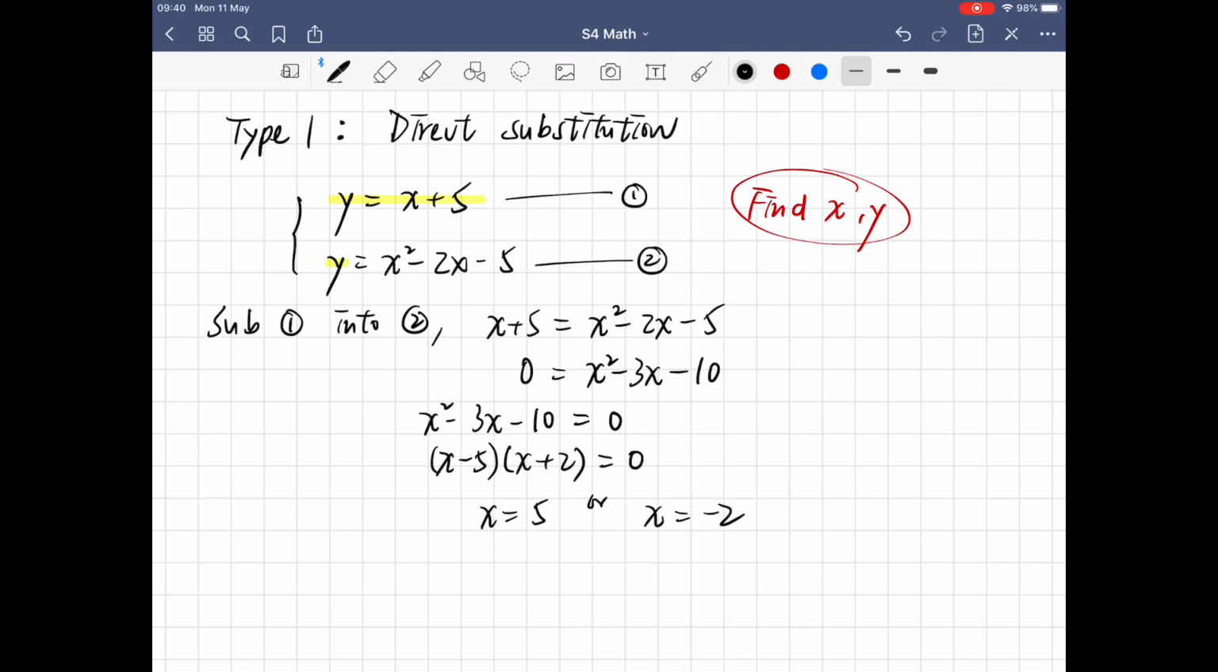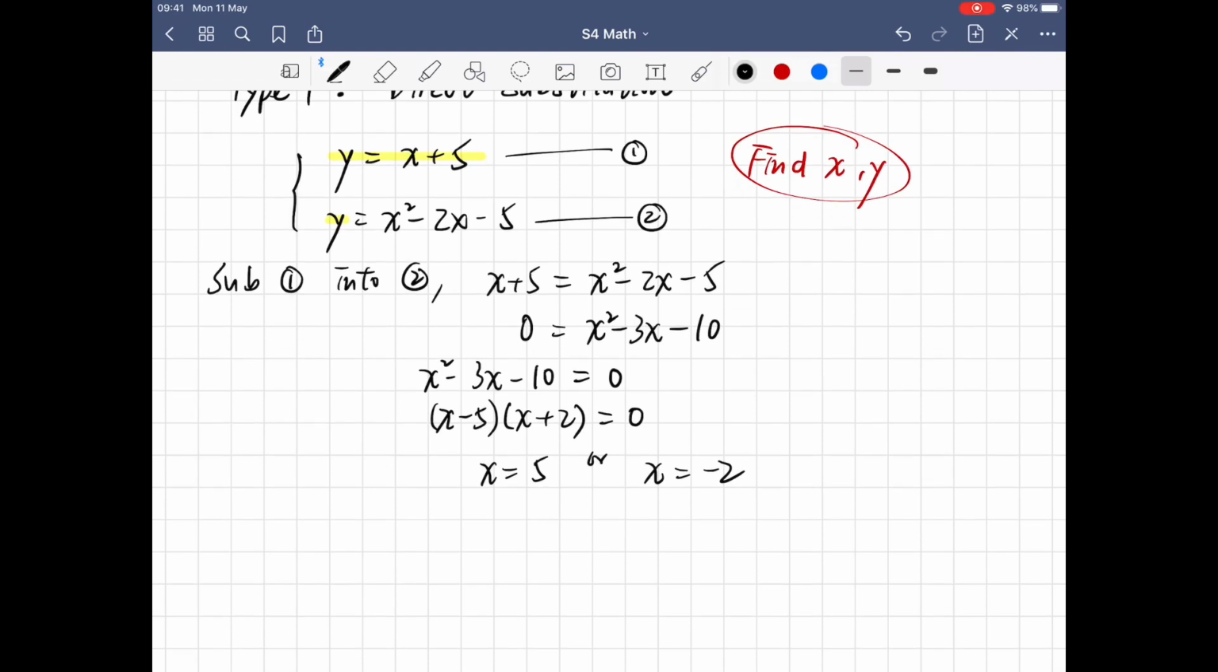Okay, but don't forget, we also have to find the value of y, so that we have to put these 2 results of x back into the equation 1. Okay, and we have y equals to 5 plus 5 or y equals to negative 2 plus 5. Okay, so to remind you, it is because equation 1. And finally, it is equals to 10 or equals to 3.